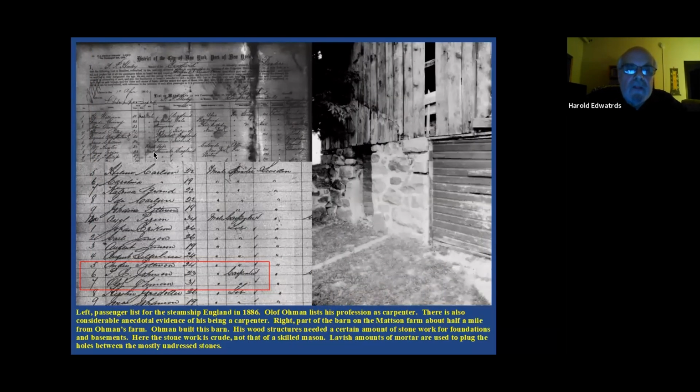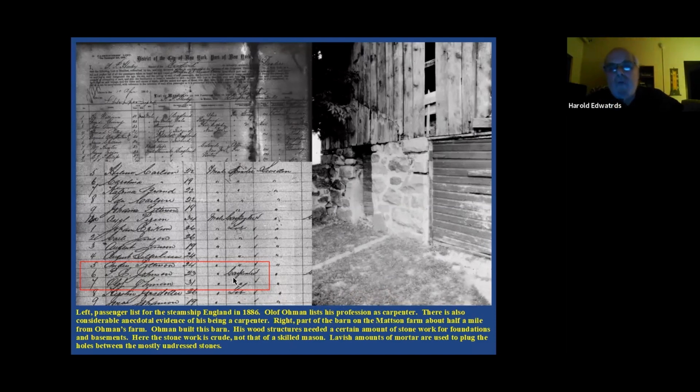The photo on the left here is the steamship passenger list for the steamship England from 1886. Olaf Oman was returning to the United States from Sweden at that time, and he's listed as a carpenter as his profession. He made most of his money as a carpenter.